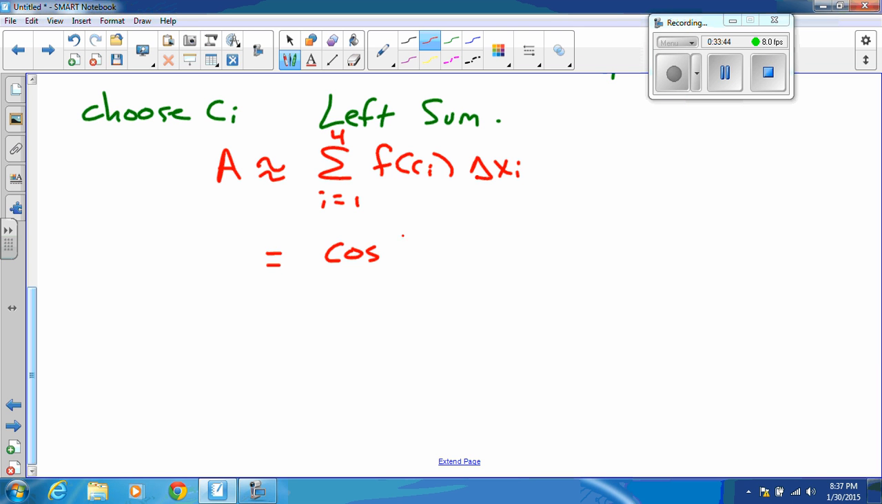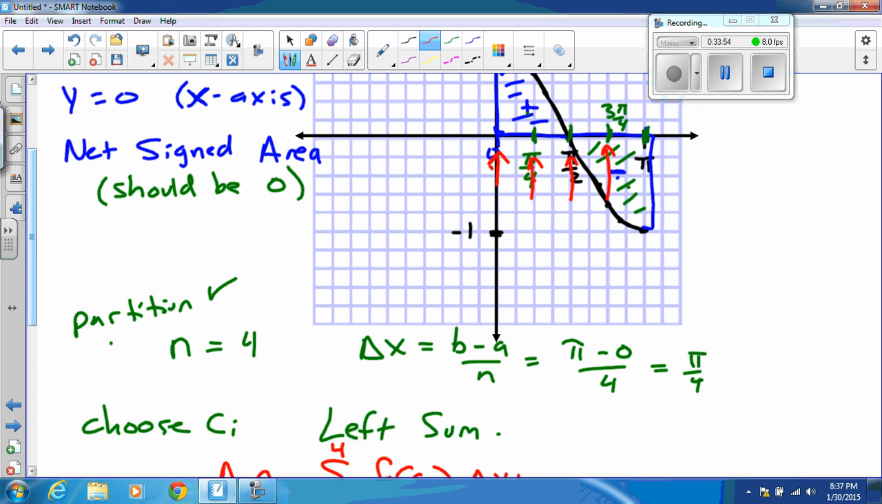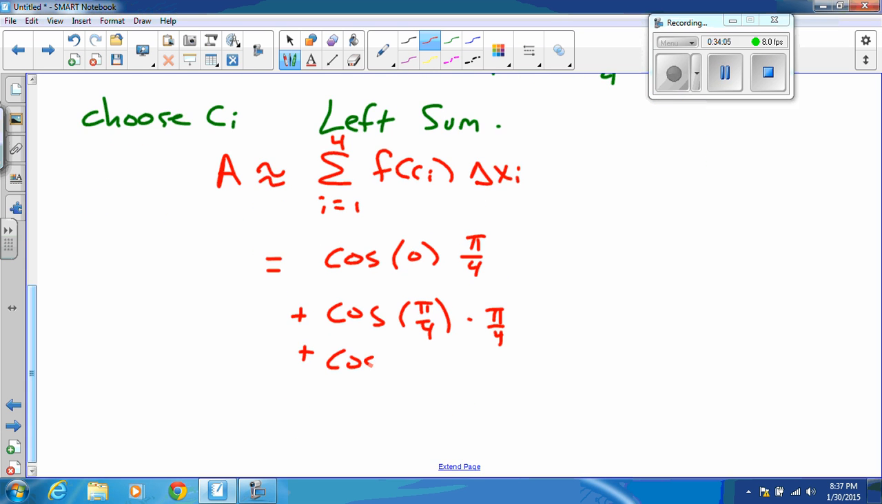Just like that. So that my area is now approximately the sum from i equals 1 to 4 of f of c sub i times delta x sub i, which is going to be equal to our first x is 0, and the delta x is the same for all of them. It's pi over 4. That was our first x. Our second x is pi over 4.